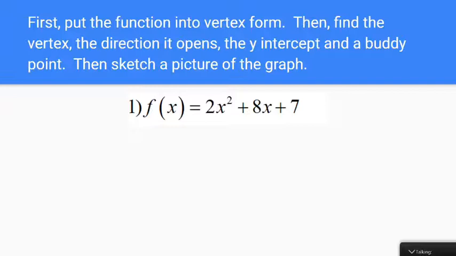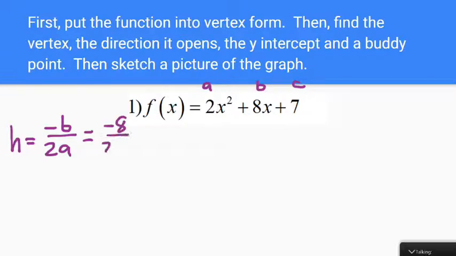Okay, I'll show you another way to find h, but the easiest way is just to know that it's always going to be the opposite of b over 2a. The x-coordinate of the vertex is the opposite of b over 2a, and you can remember that as part of the quadratic formula, without adding or subtracting the discriminant. So a is 2, b is 8, c is 7. So it would be the opposite of 8 divided by 2 times 2, which is negative 2. So negative 8 over 4 is negative 2. So that's our x-coordinate of the vertex.